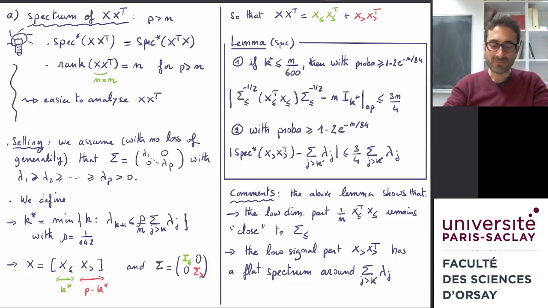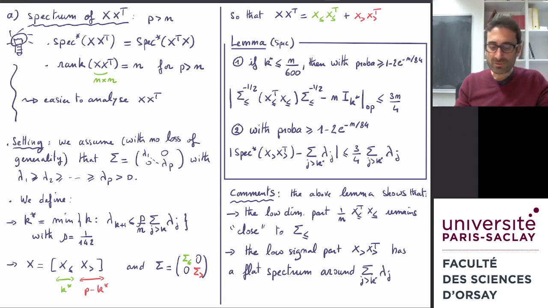The first reason is that if you look at the non-zero eigenvalues of X X transpose, what I denote by spec star, it just means that I look at the spectrum, but with only the non-zero eigenvalues. The non-zero eigenvalues of X X transpose are exactly the same as the non-zero eigenvalues of X transpose X, even with the same multiplicity. But this matrix will be easier to analyze because it is an n by n matrix which has full rank. So it will be easier to analyze. When I say that it is full rank, it is in the high dimensional setting where p is larger than n.